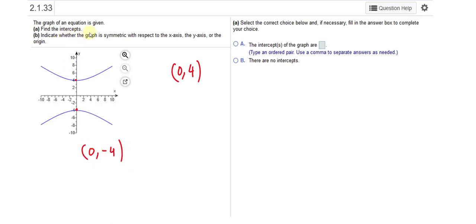Now indicate whether the graph is symmetric with respect to the x-axis, y-axis, or the origin. Now you see that every time you have, let's pick a point. If I have minus 6 and 0, no actually, let's pick a point on the graph. So let's pick a point here. This is 6 and maybe 5, right?